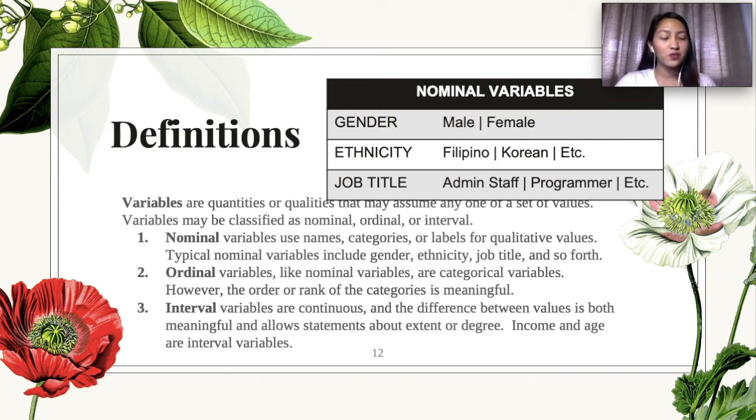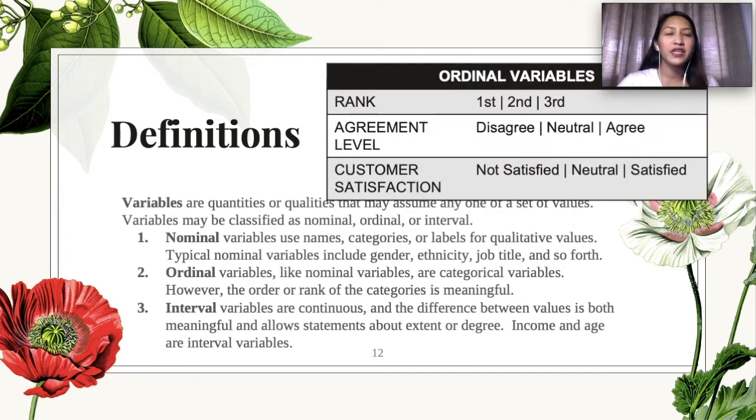So, next, let's proceed to the ordinal type variable. Para siyang nominal variable din, pero merong order or rank of the categories which are meaningful. So, here is an example. So, merong mga variable na kung saan ito ay ordinal.